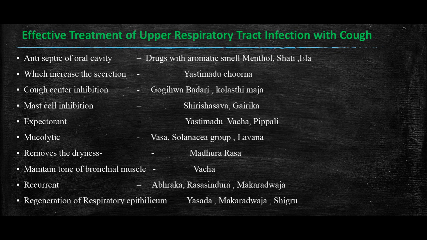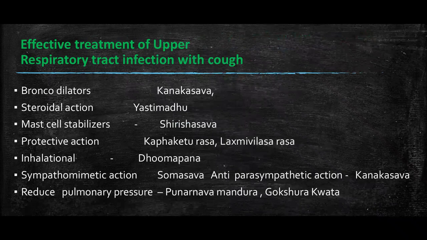Now, upper respiratory tract infection with the cough, as a bronchodilator, you can give Kanakasava. For some sort of steroidal action, you can go for Ashtamadhu, and as a mast cell stabilizer, Shirishasava. For some protective action, you can go for Kapaketu Rasa and Lakshmi Vilas Rasa in certain conditions. Or inhalationally, some Dhumapana, Haridra Dhuma can be tried. This also gives good results. Or even simple Nilgiri oil inhalation also works well.